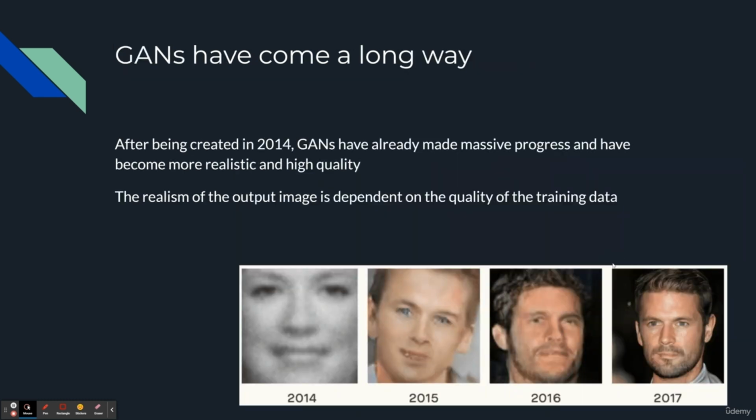So now understanding what GANs are at a high level and how the GANs architecture works, as well as the neural network, GANs have come a very long way. Since being discovered in 2014, GANs have already made a massive amount of progress and have become more realistic and high quality in almost every way. So this is sort of showing the progress of GANs from 2014 to 2017. From 2014, it was able to generate a face. And then between 2016 and 2017, the quality and the definition has improved vastly.